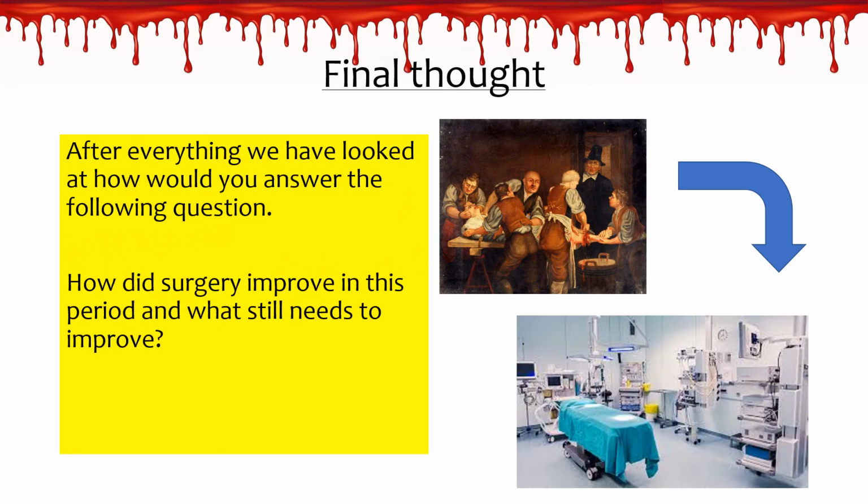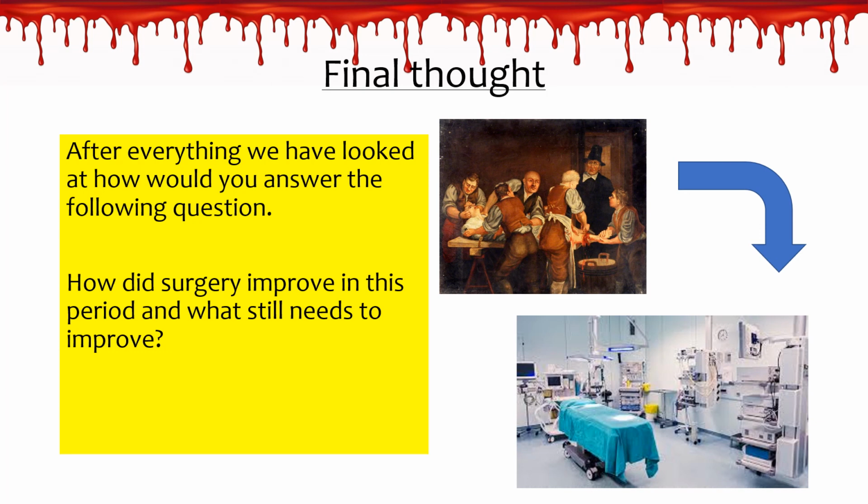So if we go to our final thoughts, after everything that we've looked at, we always try to come up with a bit of a review at the end of a lesson, to summarise and look back over what we've done, and come to some kind of decision or agreement about what we think about the thing we've been looking at. This is very much about surgery, and I'd like you to think about this final question: how did surgery improve in this period, and what still needed to be done to make it better?